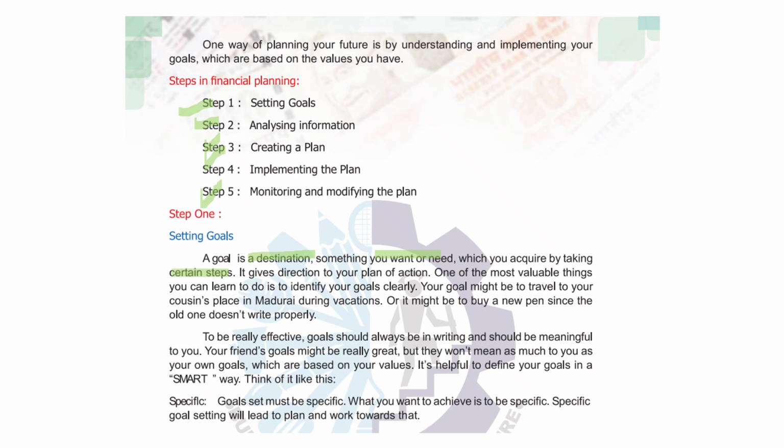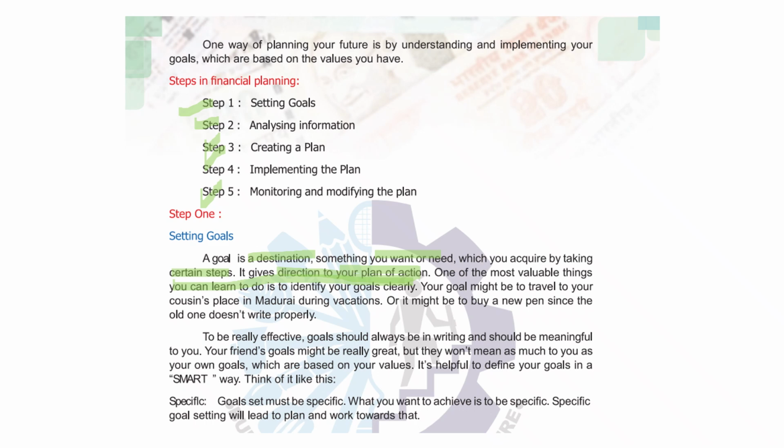ठीक है, तो गोल एक डेस्टिनेशन होती है. या तो आपको वो चीज चाहिए, it is your need, and either it is your want and you acquire it by taking some steps. कैसे? क्योंकि it gives you the direction to the plan of your action. ठीक है. So one of the most valuable things you can learn to do is identify your goals clearly. If you know how to identify your goals, that is something really valuable you have.